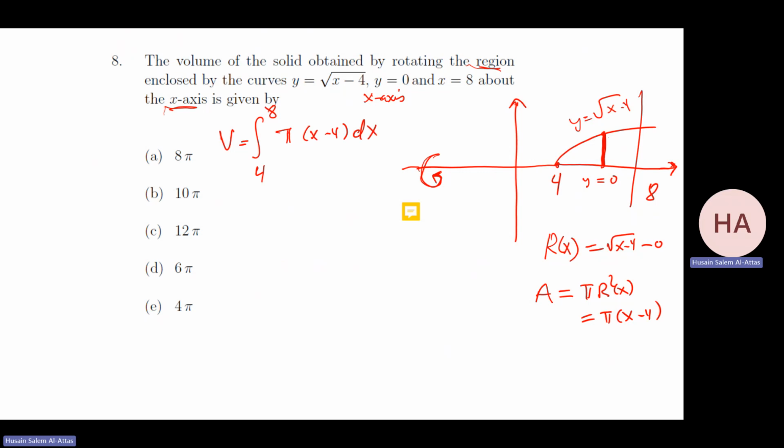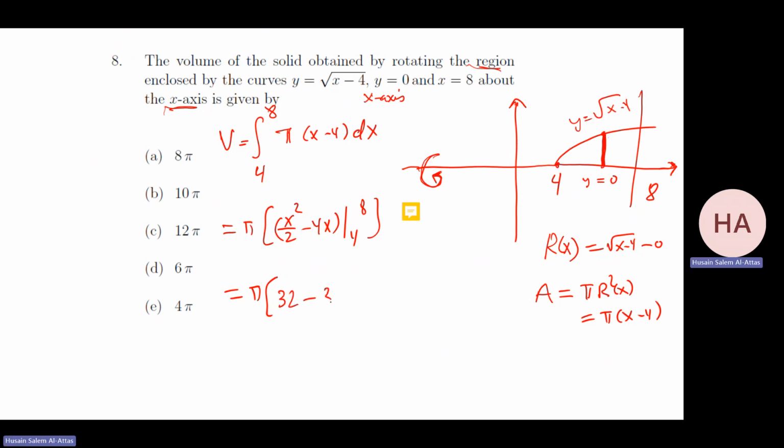Okay, let us do the calculation. What's the integral of this? X squared over 2 minus 4x, and I want to do this from 4 to 8. That gives me 64 over 2, that is 32.